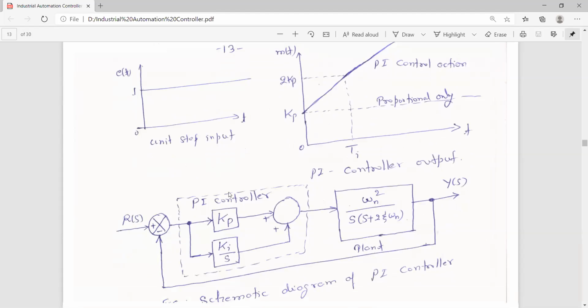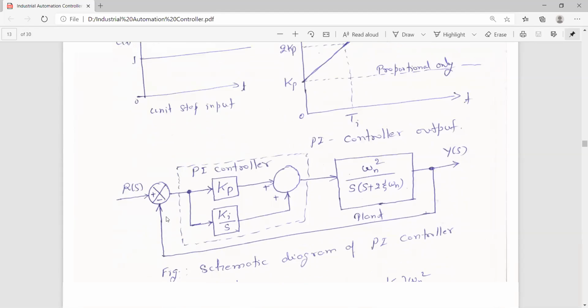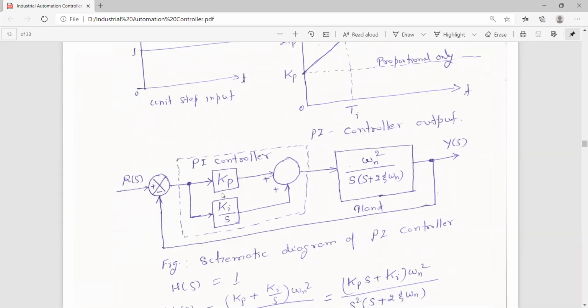Then what is the schematic diagram here? A schematic diagram of the PI controller, how to realize it. Here we have the comparator, then Kp, proportional, and Ki by s, that is the integral part. These two signals are added, and then this is given to the plant, where the plant is described by the general standard plant, omega n square by s into s plus twice zeta omega n, where zeta is the damping.